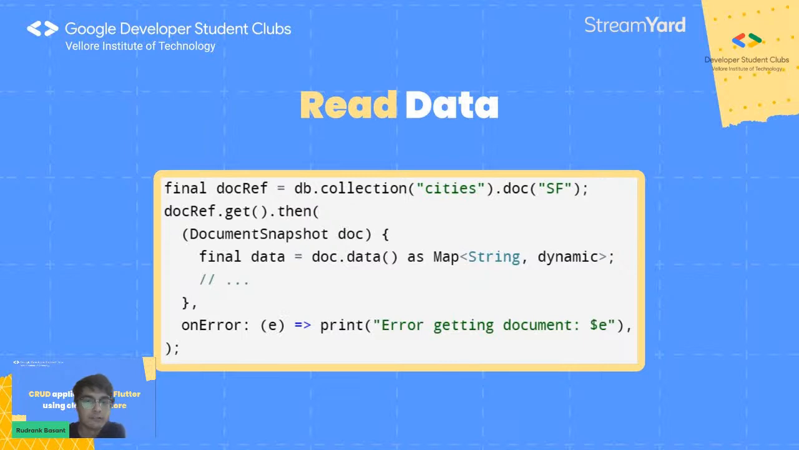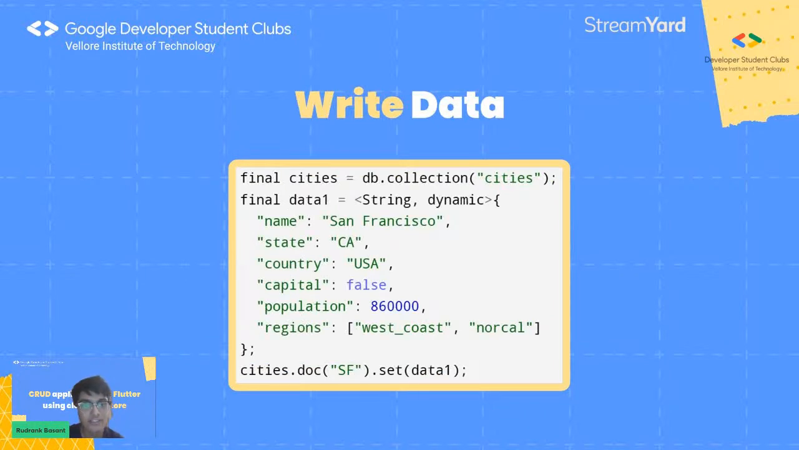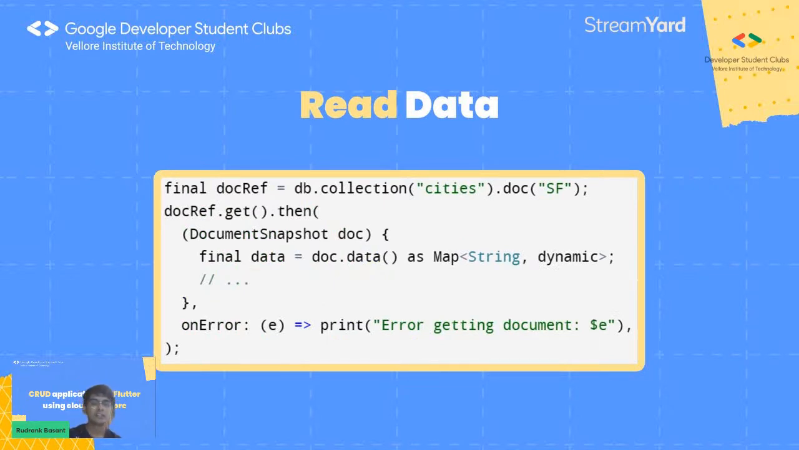The document is stored in the collection called cities, so we have written .collection cities .doc SF, and DB is your database that you initialized earlier using the Firestore initialization. Now .docRef.get.then. In the previous slide it was .set data one, but here it is .get. This get function fetches the data, and as soon as we have a response, either a successful response or a response with an error, the then block is executed.